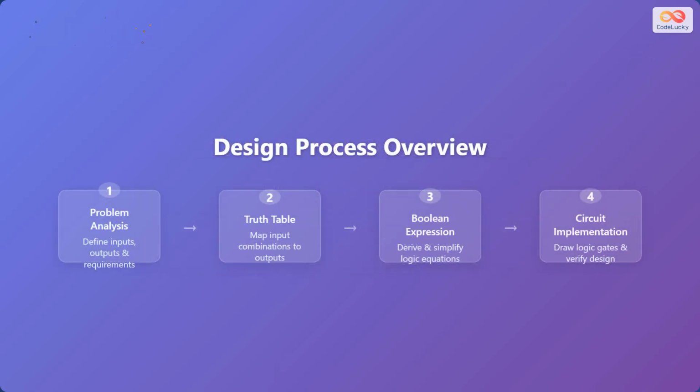Let's take a look at the overview of our design process. It consists of 4 key steps, starting with problem analysis. Then we'll move to the construction of a truth table. The third step involves deriving a Boolean expression, and finally, we'll focus on circuit implementation.